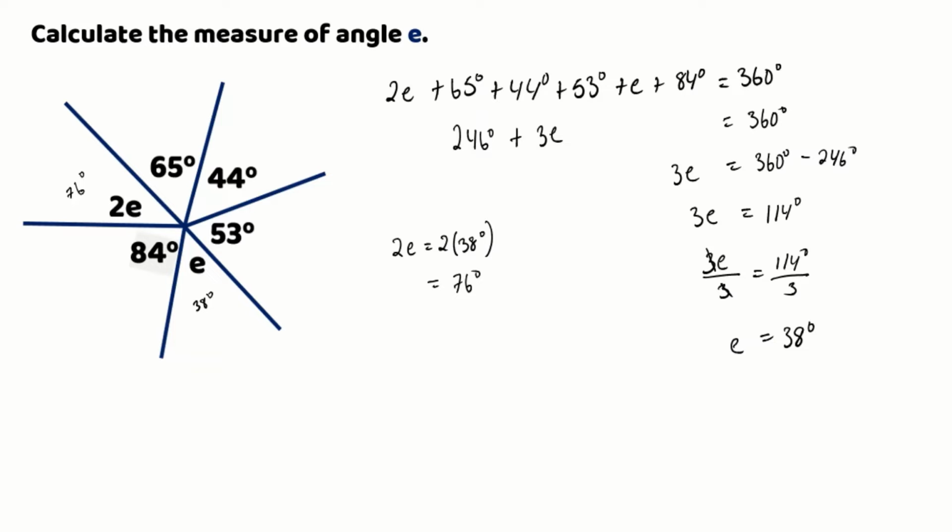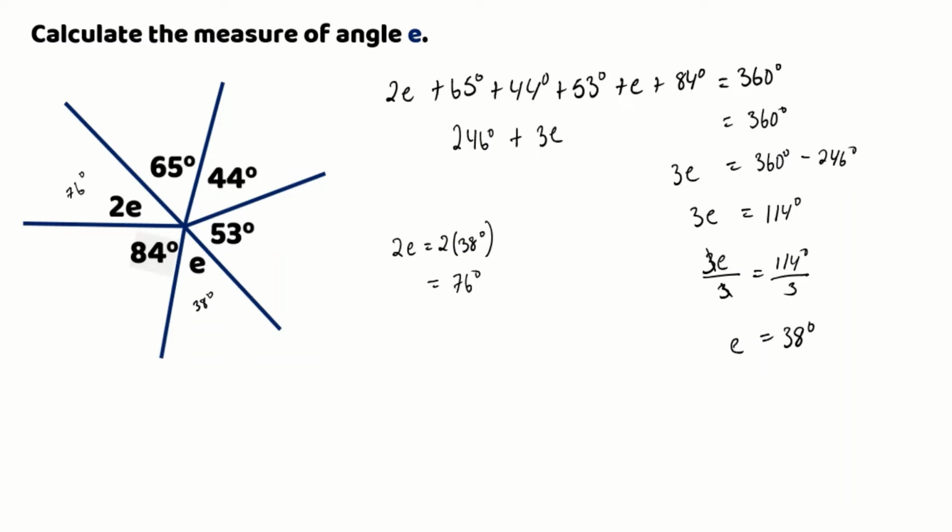And again, remember that you can always check your answer by simply adding all of the numbers together and seeing if they sum to 360 degrees, as we did in the first example. And if they do sum to 360 degrees, then you know that the answer that you got for E and 2E will be correct.